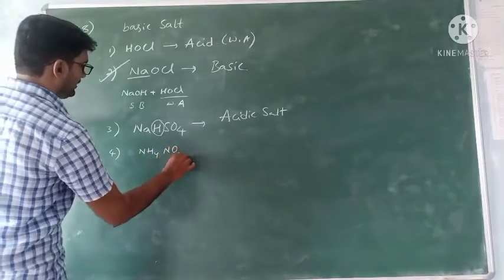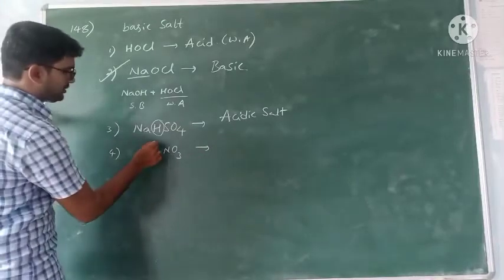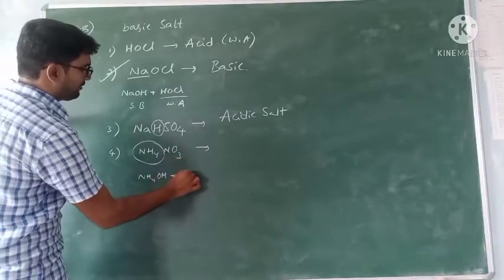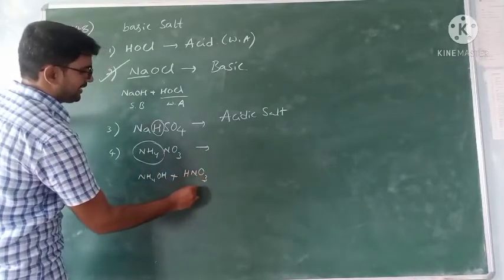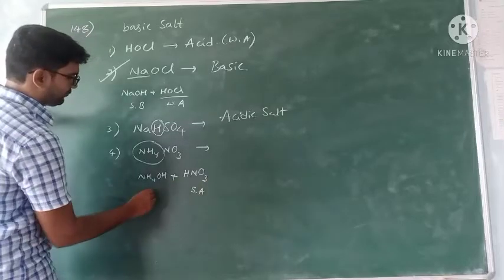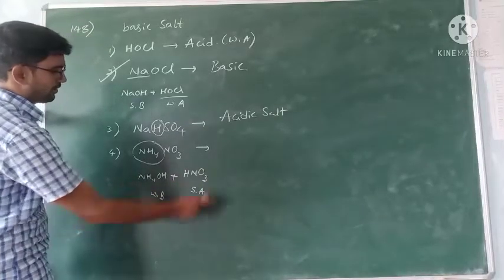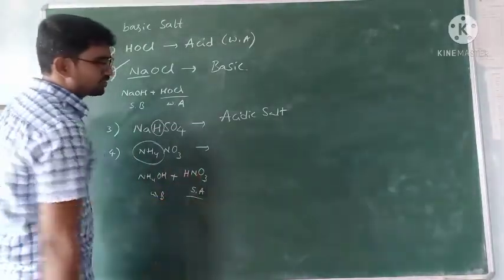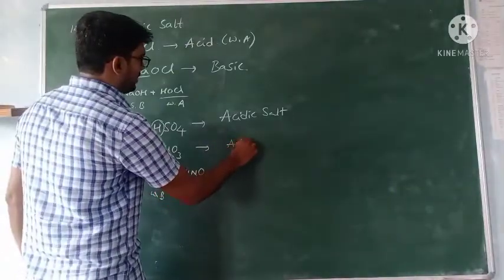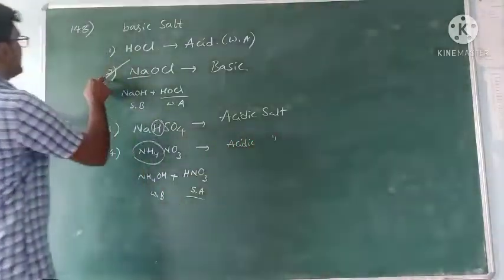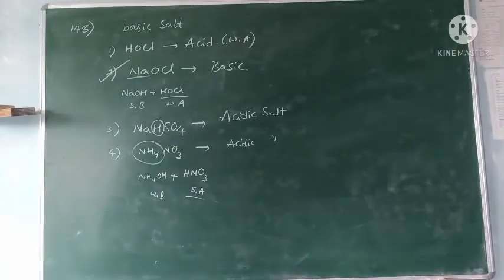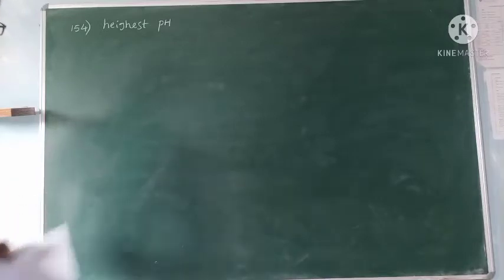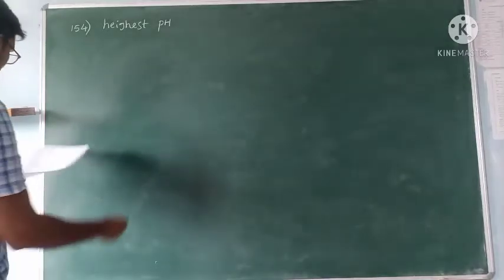And fourth one, NH4NO3. What type of salt is it? NH4 comes from NH4OH. NO3 comes from HNO3, which is a strong acid. NH4OH is a weak base. Then what is the nature of the salt? Acid is the strong one. That's why it is an acidic salt. Okay, so the answer is 2. Next, 154. For 154, highest pH value for the given compounds. What is the first one?